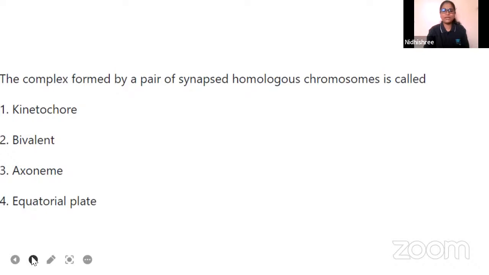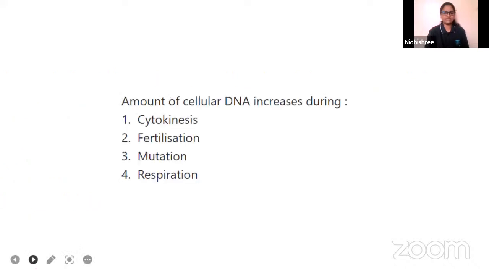The complex formed by a pair of synapsed homologous chromosomes is called a complex, what do we call it? Kinetochore, bivalent, axoneme, equatorial plate. Yes. Nuhu Sayyad option A. Lohit option B. Chaitra option B. Parvati option B. Sinchana option B. So the right answer here is option B, that is bivalent.